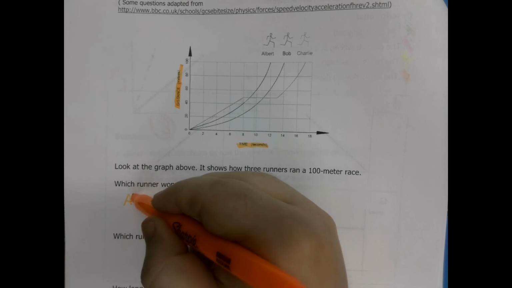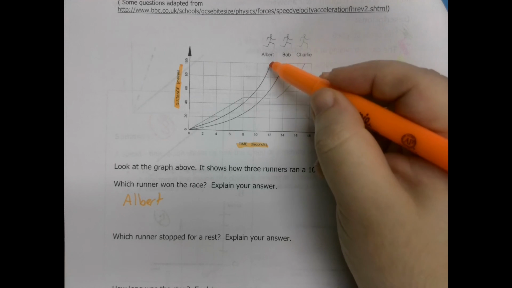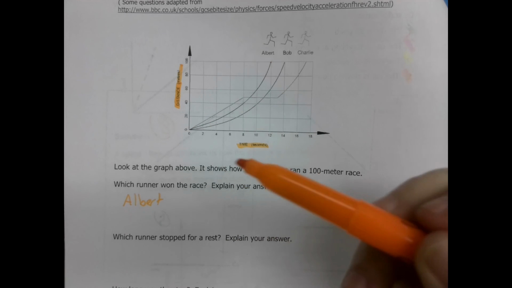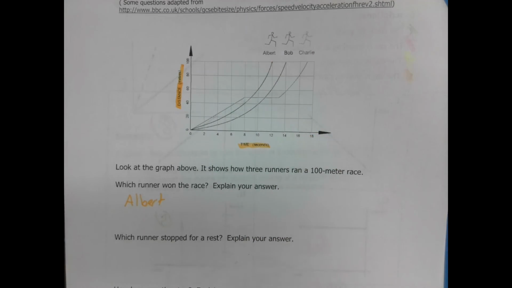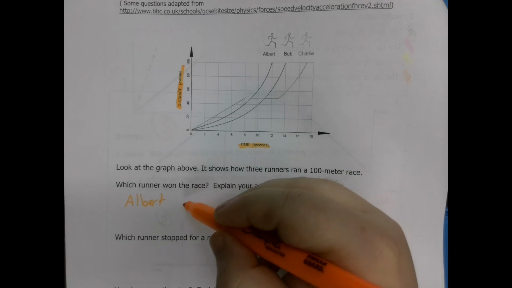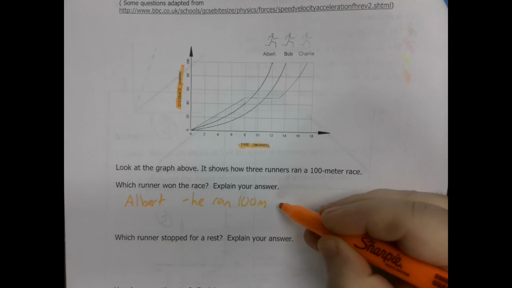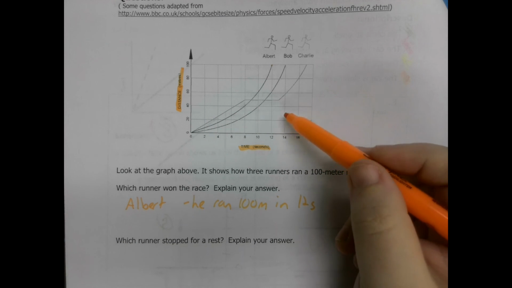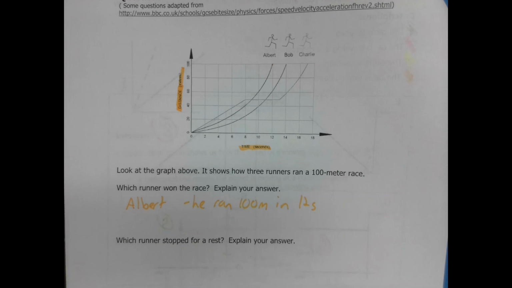Albert. He ran it in 12 seconds. So he went from 0 meters to 100 meters in 12 seconds. Everyone else took more time. Bob did it in 14 seconds. Charlie did it in 17 seconds.